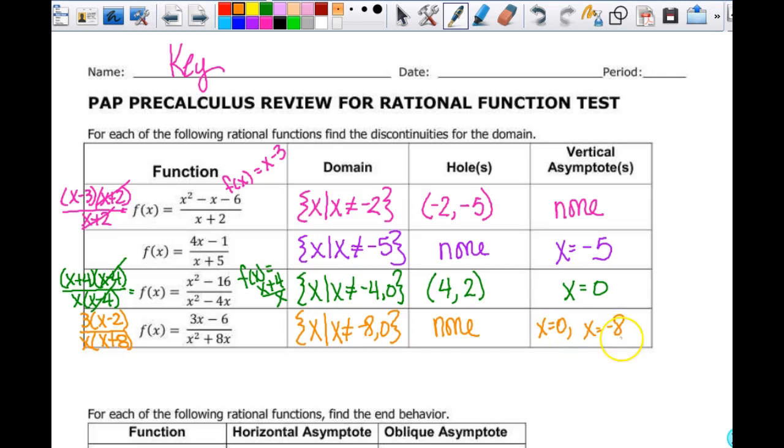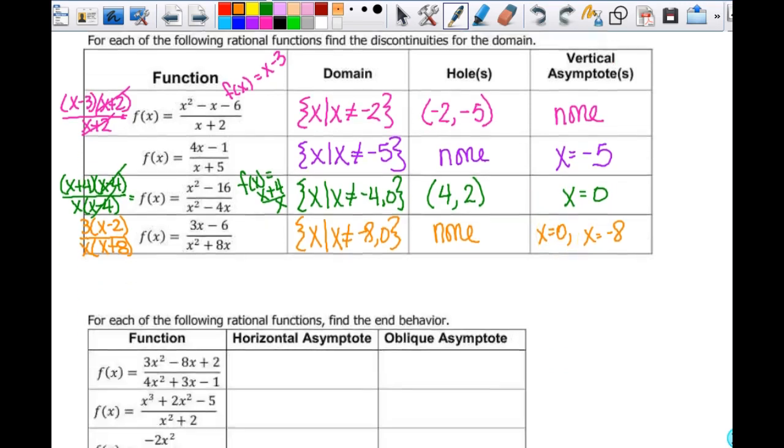Make sure you are writing these separately. When you're writing the equation of a line, you do not get to do plus or minus. You do not get to do x equals 0, comma, negative 8. Just two separate lines. x equals 0 is a line, and x equals negative 8 is a line.